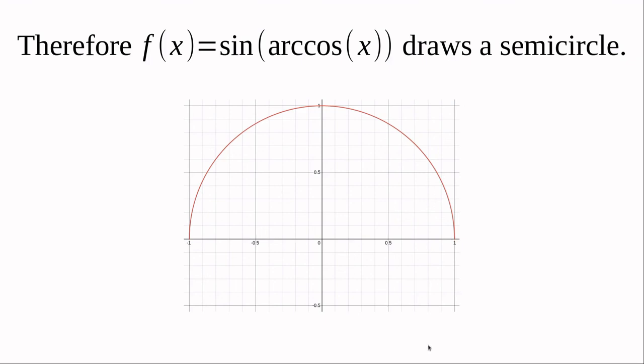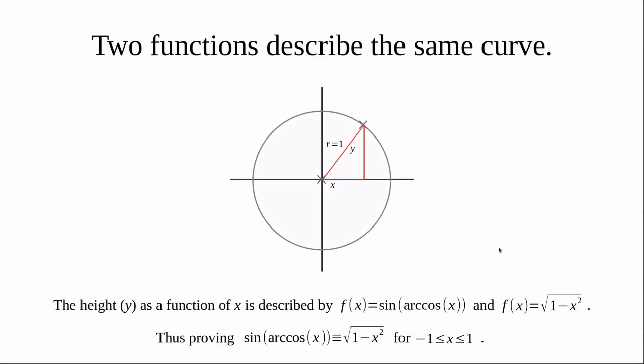Functions cannot have two outputs at once. But this would imply, surely, that f of x equals sine of arccos x is the same as f of x equals the square root of 1 minus x squared. And indeed that's correct. They draw the same curve, they have the same domain and range. You can try some values for yourself and they do indeed match up.